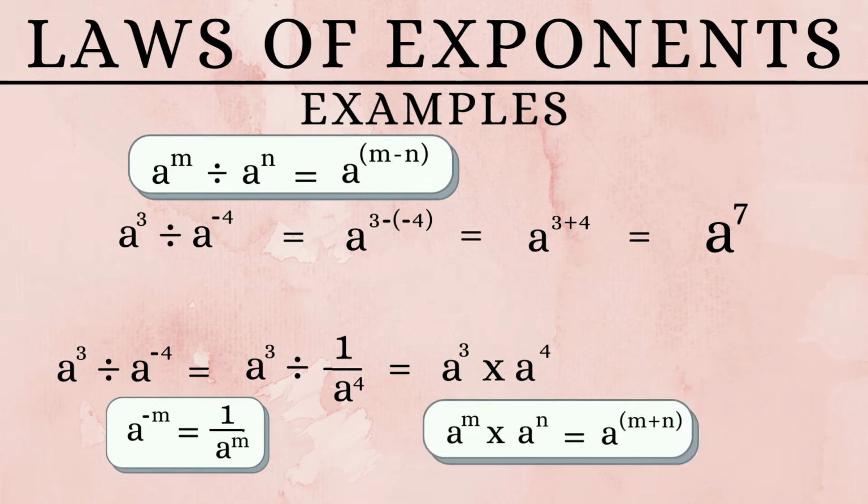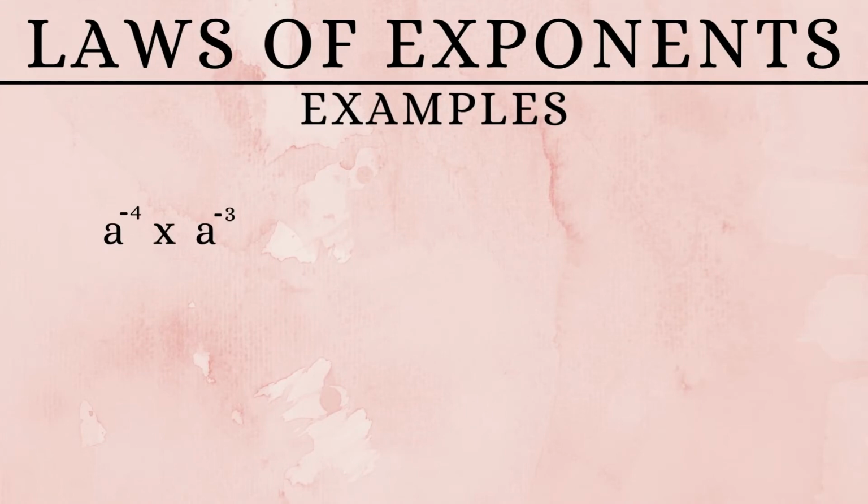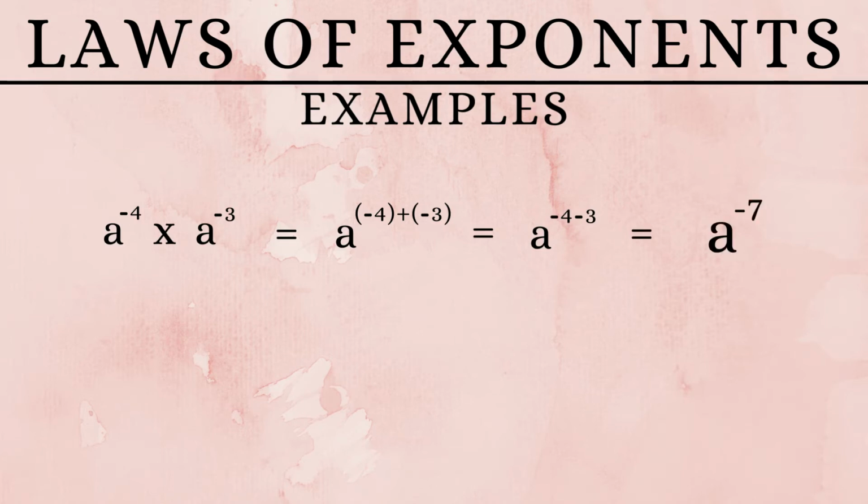Simplifying further, we get a to the power of 3 plus 4, which is a to the power of 7. In our next set of examples, we'll consider two expressions both having negative exponents. a to the power of minus 4 into a to the power of minus 3. Adding the powers, we get a to the power of minus 4 plus minus 3, which becomes a to the power of minus 4 minus 3. And that results in a to the power of minus 7.